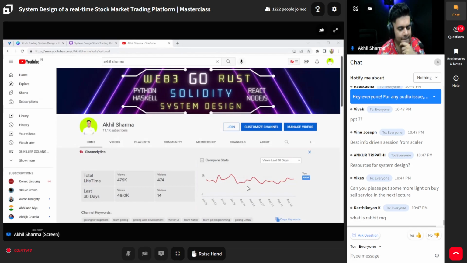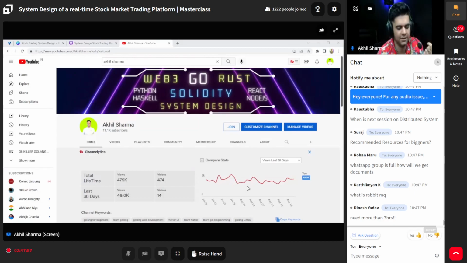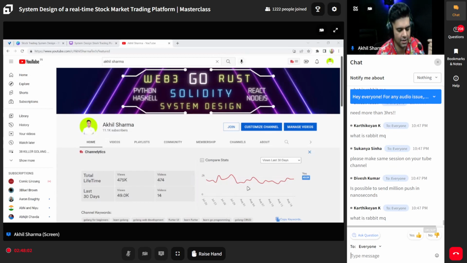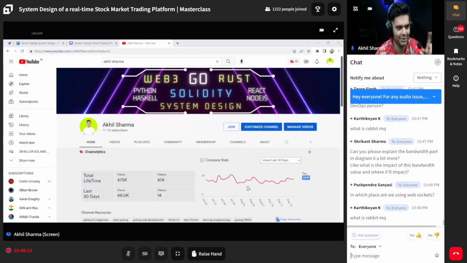Priyansh Shah is asking, can the screen sharing resolution be improved on your side? Priyansh Shah, I'm using an Elgato capture card, which is streaming in 4K. My camera is a 4K camera. I'm streaming my screen in 4K with the 4K capture card. My audio is, as you can see, 4K audio. So the screen resolution problem has to be on your side. It can't be on my side.